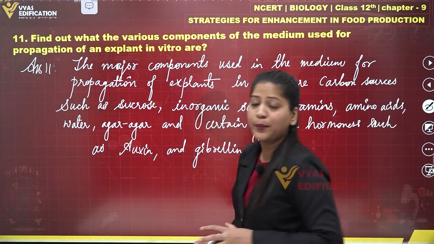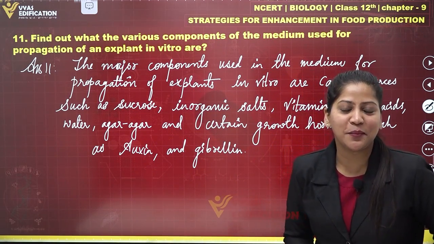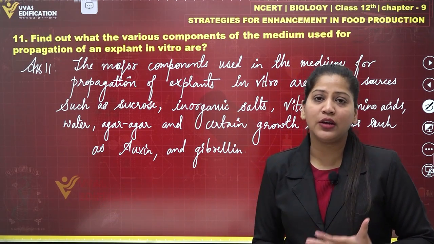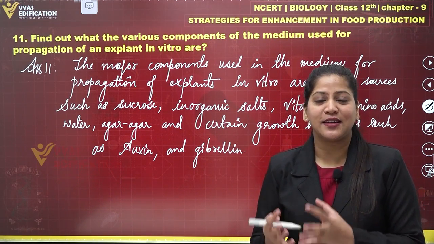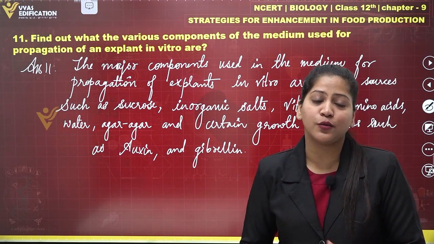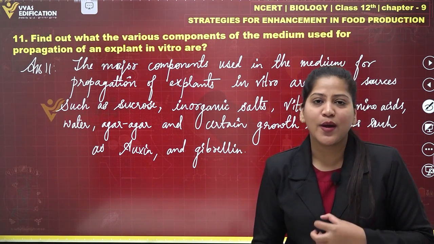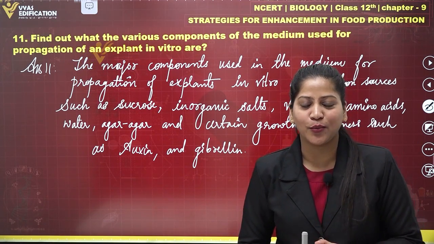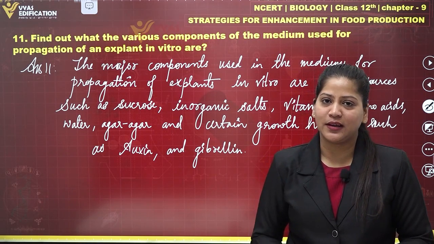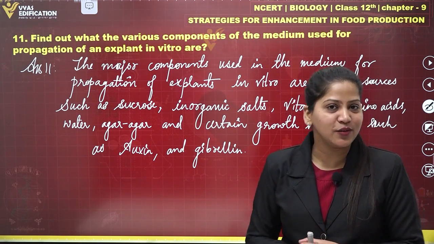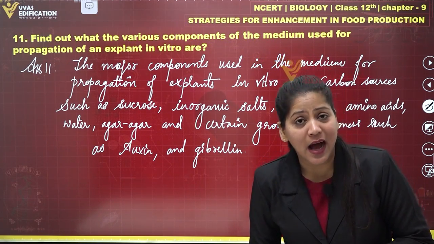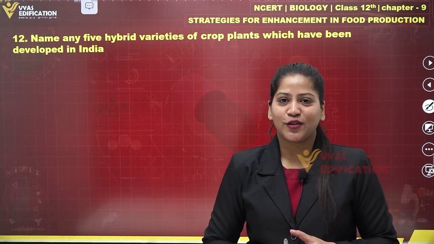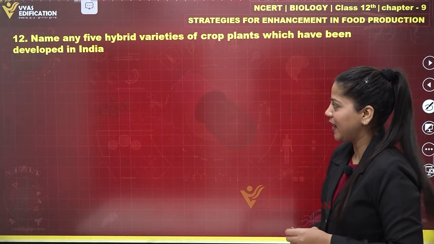So the major components which are used in the medium for propagating X plant in vitro or in laboratory, we need sources of carbon such as sucrose, we need inorganic salts, vitamins, amino acids, water, agar-agar, and certain type of growth hormones such as auxins and gibberellin. So these are the major components, and with this we have completed the solution of question number 11.